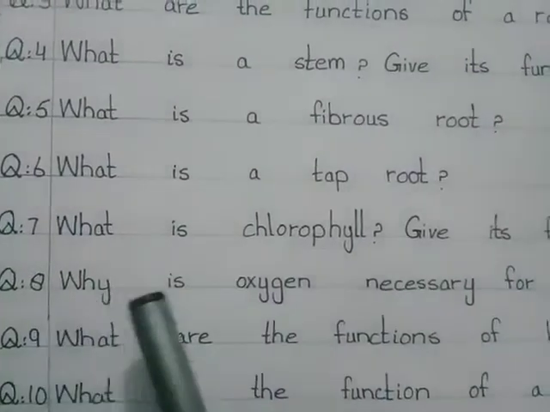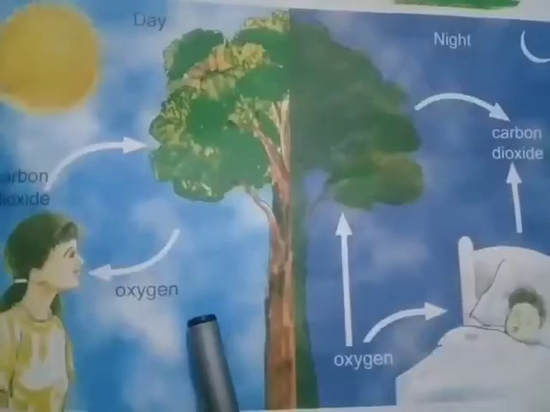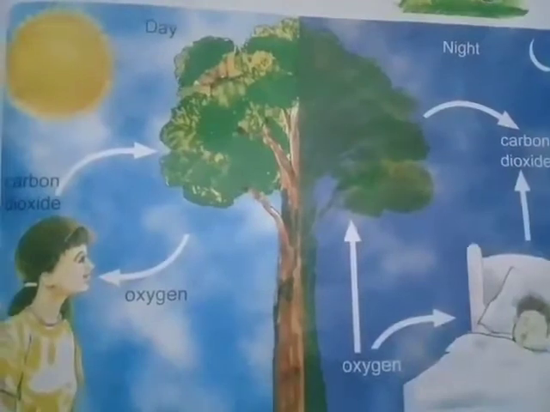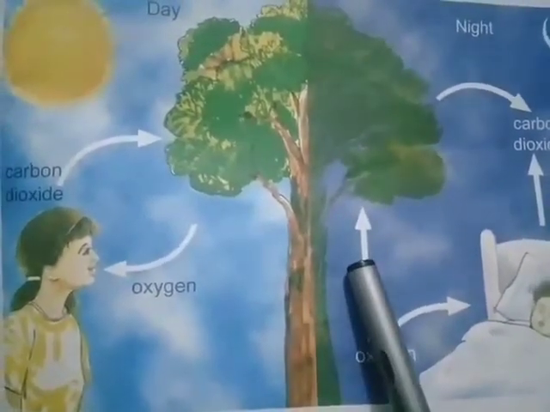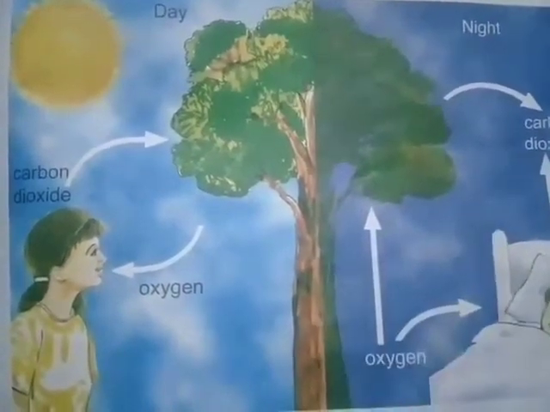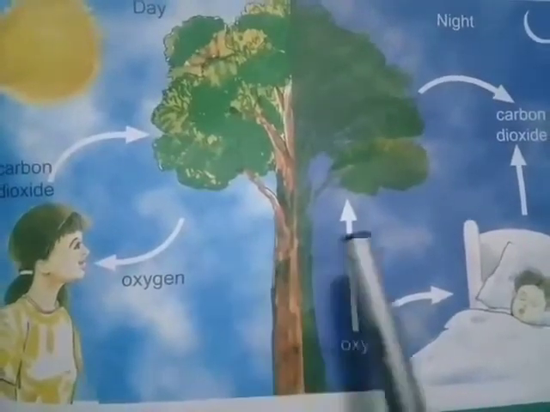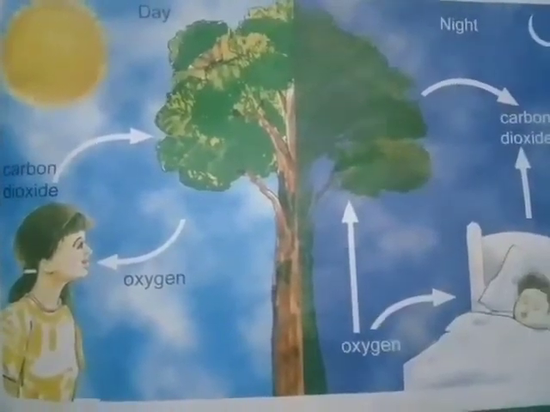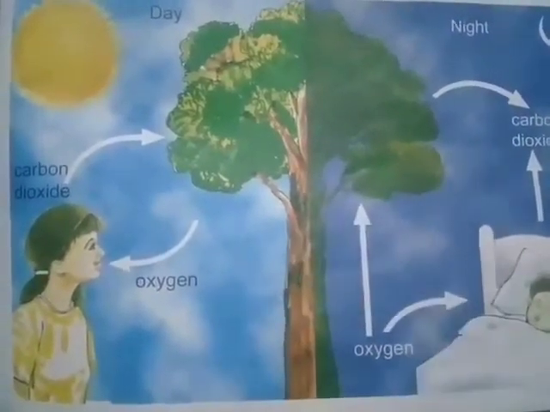Question number 8 is, why is oxygen necessary for us? Oxygen is necessary for all living things. All living things need air all the time. Without air, the food we eat cannot give us energy. That is why we cannot live very long without air. All animals and plants breathe in oxygen.